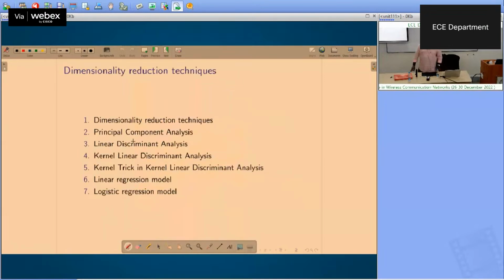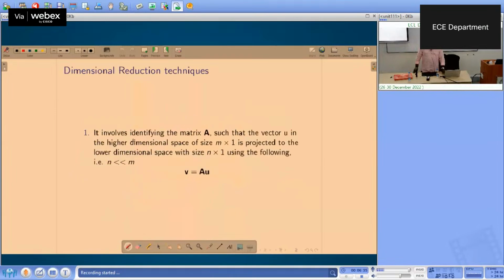These are all the topics we are going to cover. Under dimensionality reduction, we are going to cover principal component analysis, linear discriminant analysis, kernel linear discriminant analysis, and the kernel trick in kernel linear discriminant analysis. Then we go for linear regression techniques, various regression techniques, and then logistic regression. If time permits, a few more topics we will also cover, but these are the main topics which are going to be the foundation for machine learning.